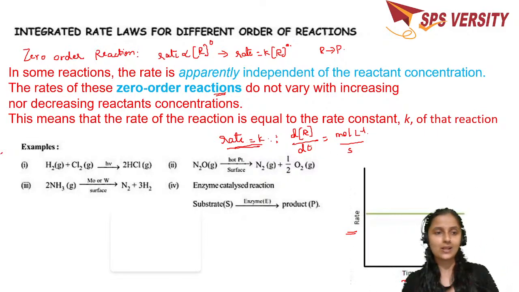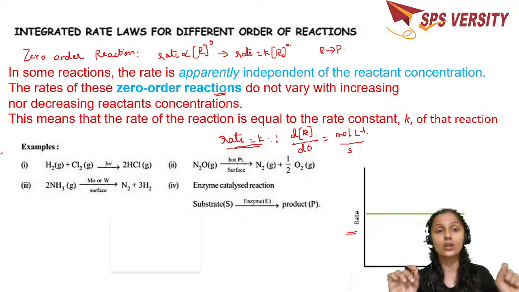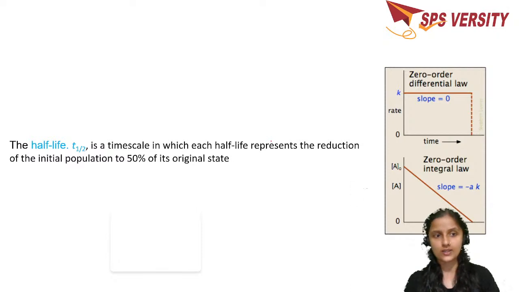We have some examples of zero order reactions. What are those? Almost all the reactions which happen over the surface of a catalyst are considered zero order reactions. So hydrogen and chlorine combine in the presence of radiation to produce HCl, or the decomposition of ammonia on the surface of molybdenum to produce nitrogen and hydrogen. All these are examples of zero order reactions.